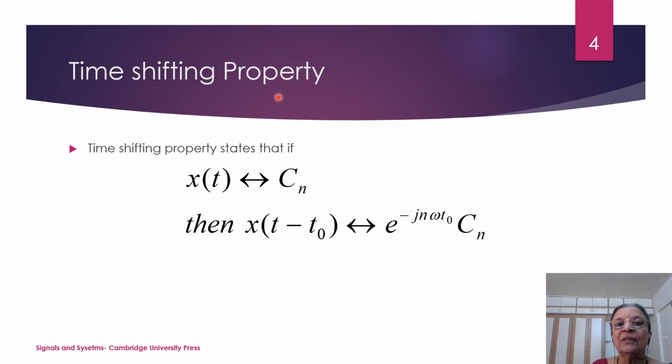We now consider the time shifting property. If the signal x(t) is shifted by time t0 towards the right, so we have x of t minus t0, how will the Fourier series be written? The Fourier series coefficients will have to be multiplied by e raised to minus j n omega t0. So there will be some constant phase introduced in the corresponding Fourier series coefficients.